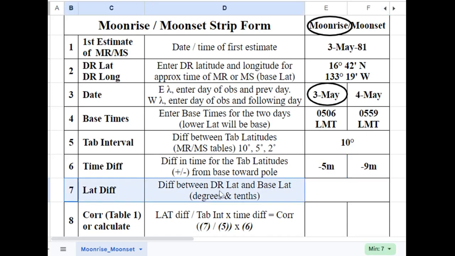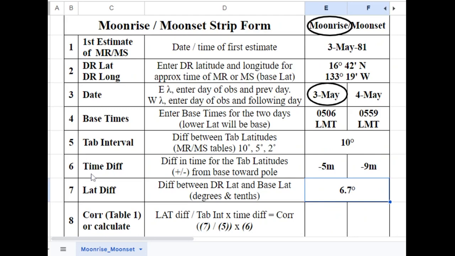Next up, we have step 7, the latitude difference. The difference between our DR latitude, which is up here, and our base latitude, which is 10 degrees north. We can do a little bit of subtraction. If we take our DR latitude of 16 degrees 42 minutes north, and we subtract our base latitude of 10 degrees north, we get 6 degrees 42 minutes. Or if you want to change that into decimals, you take the 42 minutes divided by 60, and you will get 6.7 degrees. That tells us that we're 6.7 degrees from our base latitude.